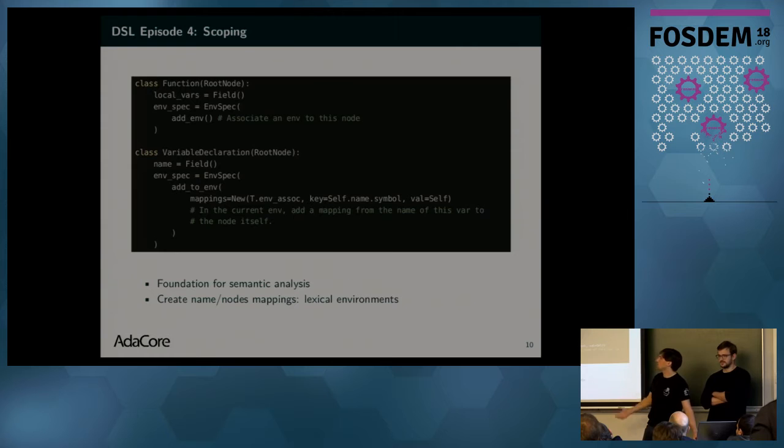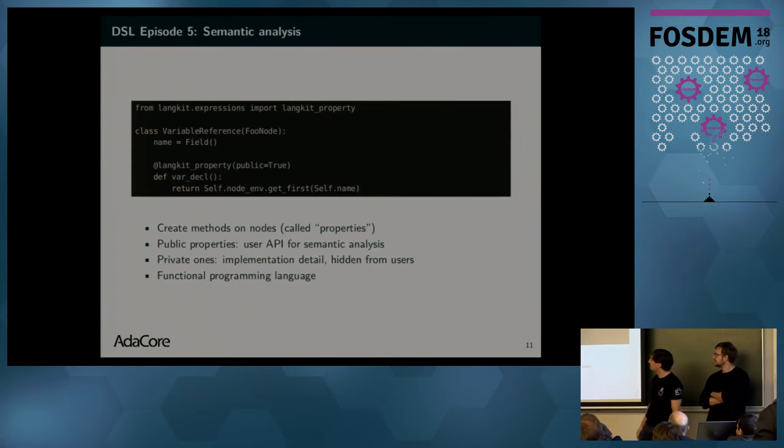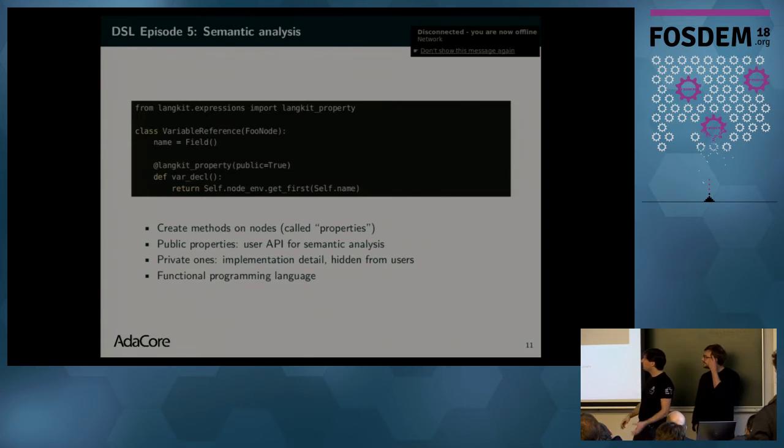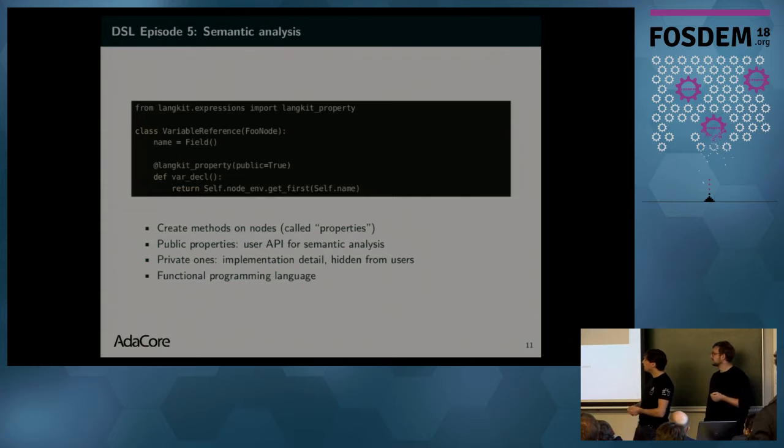Then you will implement semantic analysis, adding yet another kind of annotation on nodes. This kind of annotation is methods; we call them properties in Langkit. The public ones will implement the semantic analysis API that you want to provide to your users as a library author, such as here. We have a var decl property that will, on a variable reference, fetch the corresponding variable declaration. You can also have private properties that will just be implementation details, and users won't see that.